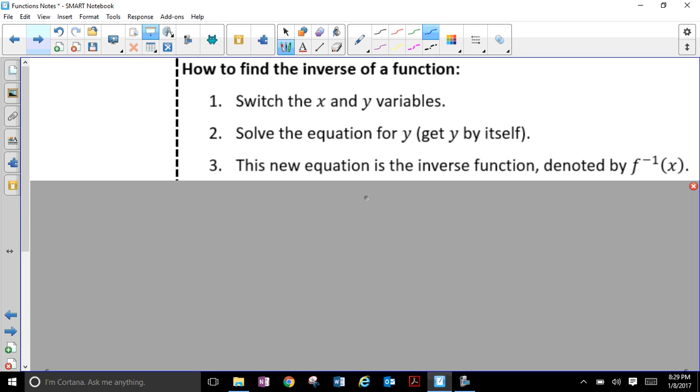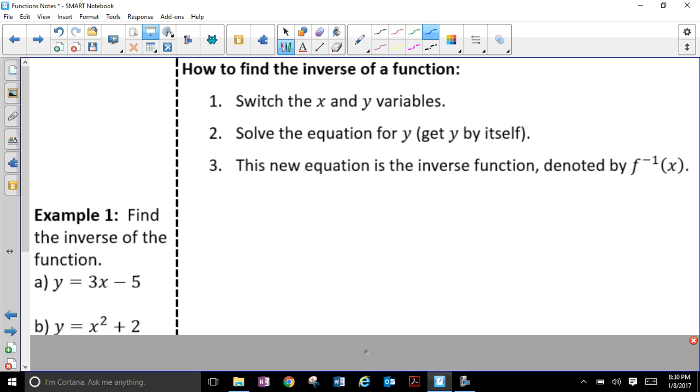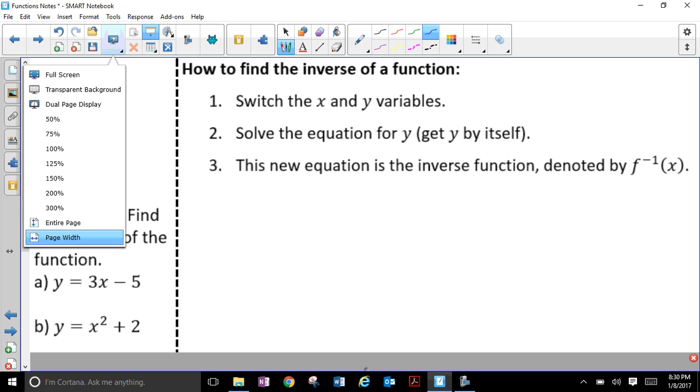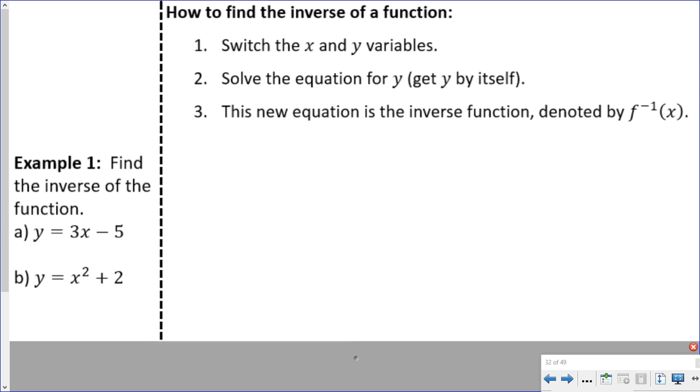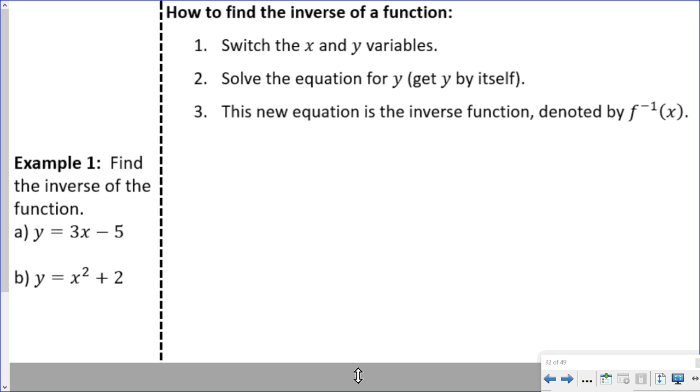Okay? And then this new equation is the inverse function, denoted by f with the -1 exponent, although we don't say f -1 x, we say the inverse function of f. That's how you would read that. Okay, so let's put this into action. So let's do example 1. Find the inverse of the function. So we're going to follow these steps.